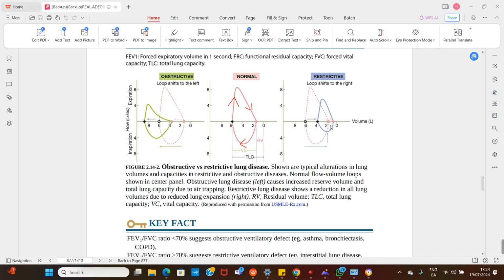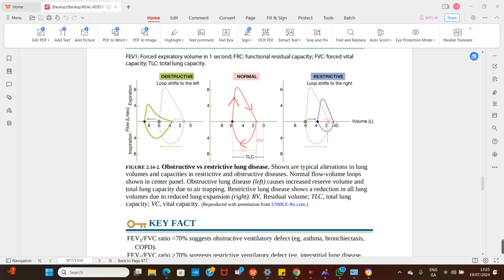But because the person is starting at a much lower volume, your total lung capacity is going to drop, your residual volume is going to drop, and anything that includes residual volume in its calculation is going to drop. So just look at it: where is it shifting to? Is it shifting to the right, restrictive, or shifting to the left, obstructive?